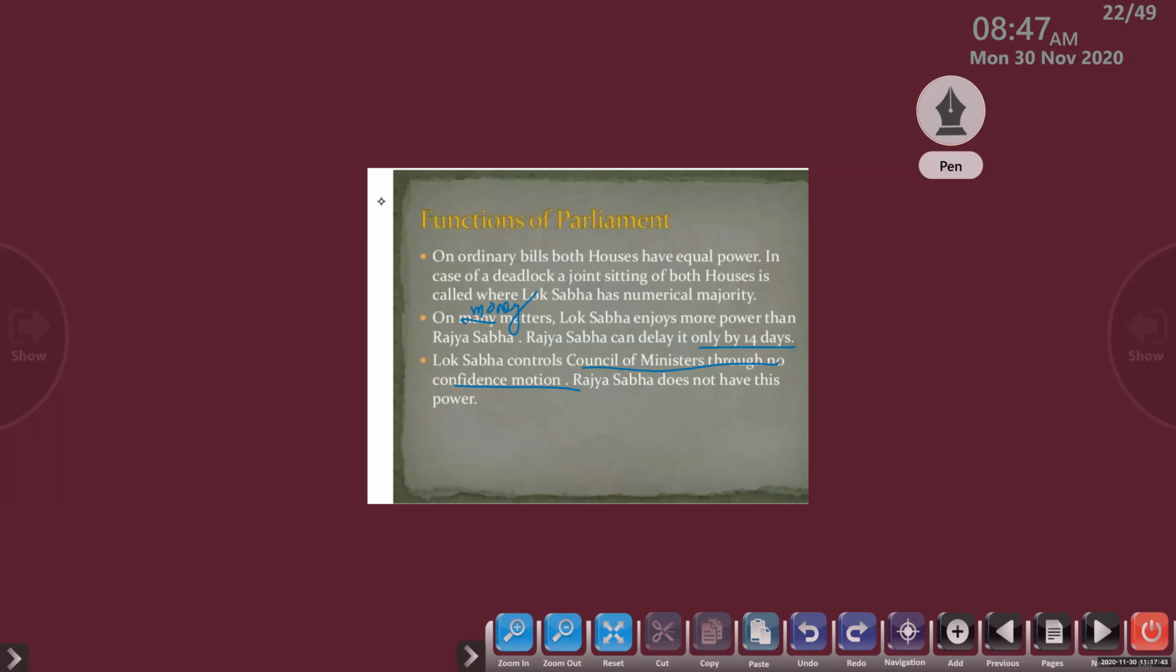So this is important. What are the functions of Parliament? First one, on ordinary bills, both houses have equal powers. In case of any deadlock, a joint sitting of both houses is called, where Lok Sabha has a numerical majority. And in money matters, Lok Sabha enjoys more power than the Rajya Sabha. That is, the money bill can be presented only in Lok Sabha. Then Lok Sabha controls the Council of Ministers through a non-confidence motion, and Rajya Sabha does not have this power.